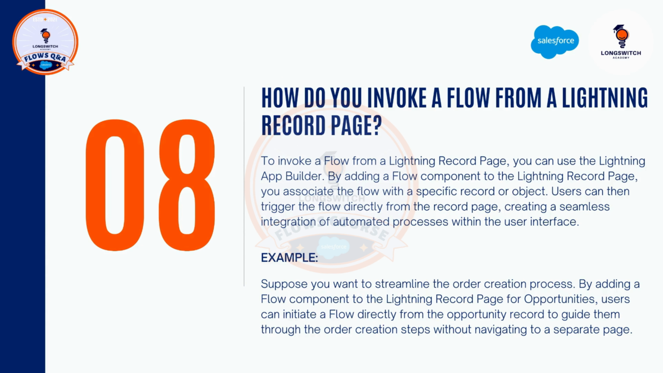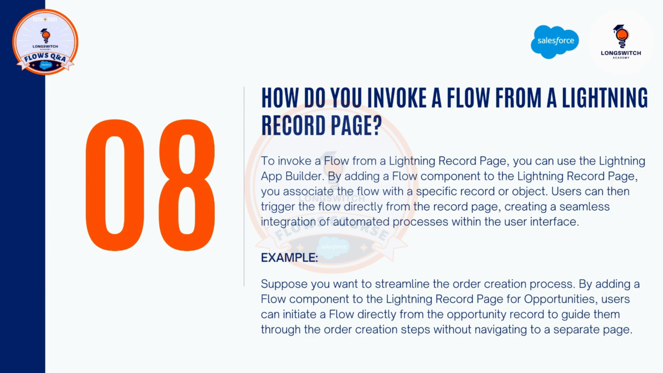Ever wondered how to trigger a flow right from a Lightning record page? It's a fantastic way to integrate automation seamlessly into your user interface. To invoke a flow from a Lightning record page, you can use the Lightning App Builder. By adding a flow component to the Lightning record page, you associate the flow with a specific record or object. Users can then trigger the flow directly from the record page, creating a seamless integration of automated processes within the user interface.